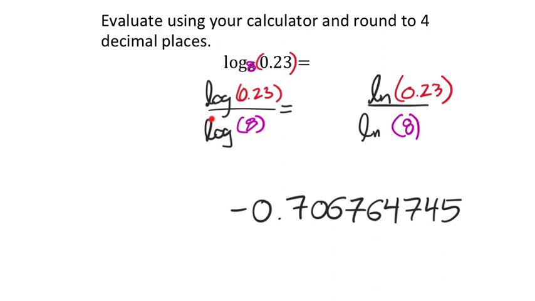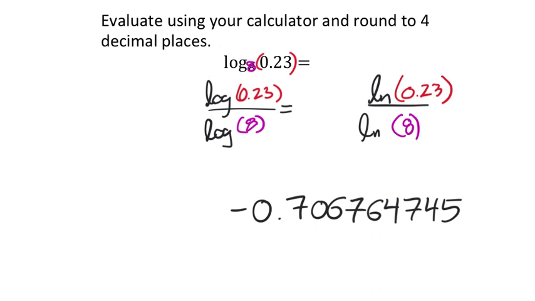This change of base property, in this case, we changed the base to 10, which is why it's a common log. In this case, we changed the base to an e, Euler's constant. But it's the same base that we're using. So that's why we get the same answer here.